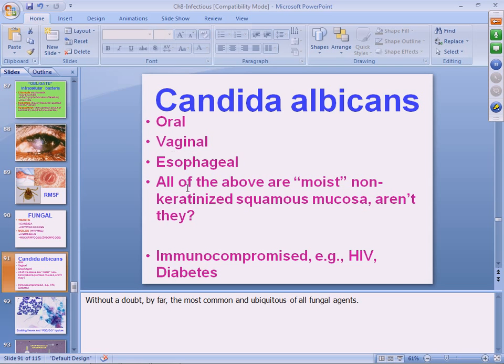I would love to ask you a question like, what is the most likely organism to affect a moist, non-keratinized stratified squamous mucosa? That's a fungus, and of course it'd have to be Candida until proven otherwise. Very common in a patient that's immunocompromised for any reason, but more commonly, diabetics get this a lot as well.